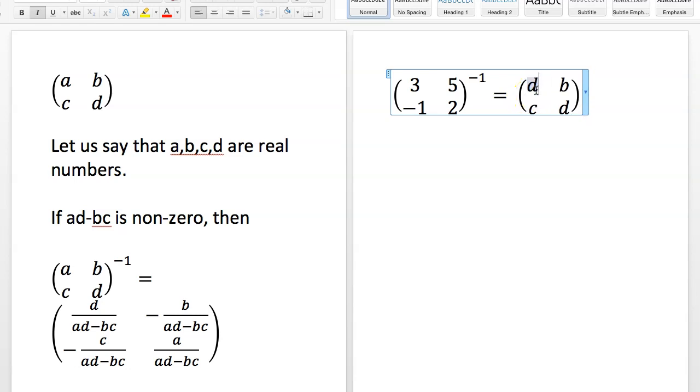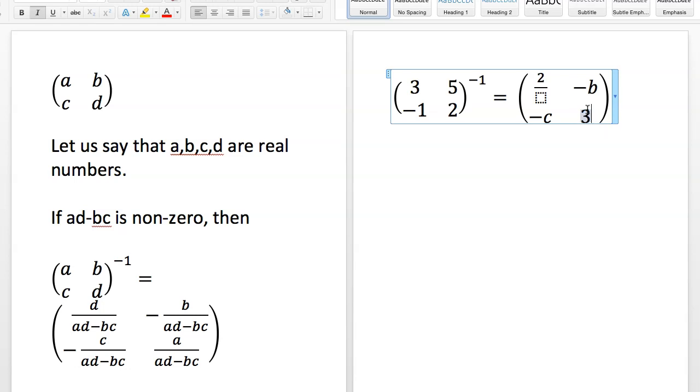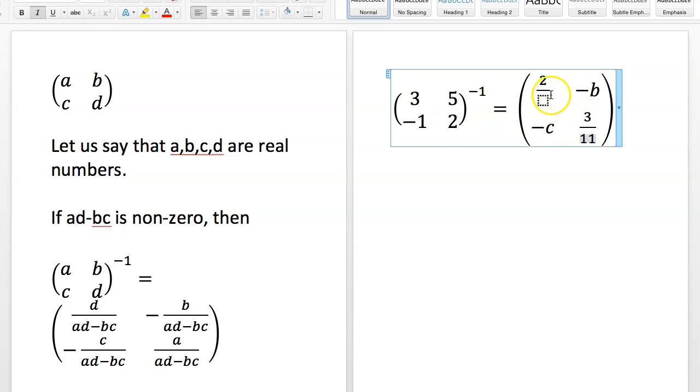Well, I need to switch places with D and A. And I need to do neg B, neg C, don't I? And I need to divide everybody by AD minus BC. I wish I wouldn't have erased that now. What was it? It was 11, wasn't it? It was 6 minus neg 5, which is 6 plus 5, which was 11. So AD minus BC is 11. Now we just switch places with the 2 and the 3, but now they're all over 11.